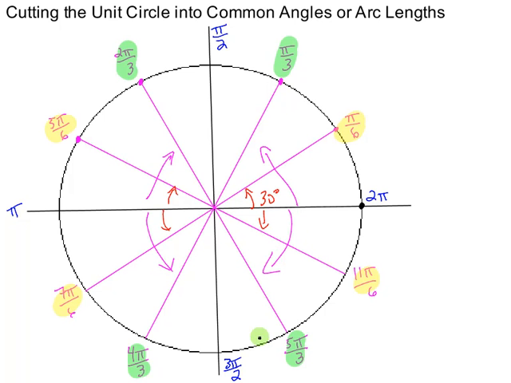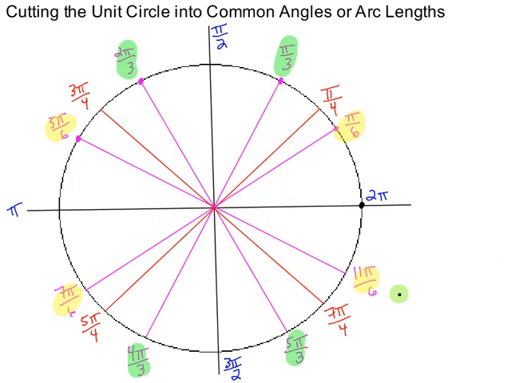Okay? So now we have 30s, 60s, and 45s with the pi over 4, so let me overlay the pi over 4s really quickly. And now we have all the cuts of the unit circle in terms of pi over 6s, 4s, 3s, and 2s. And they correspond with 30, 60, 90, and 45-degree angles.